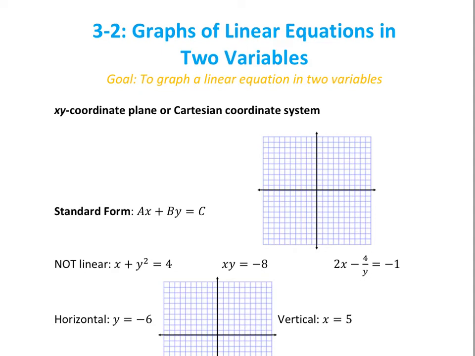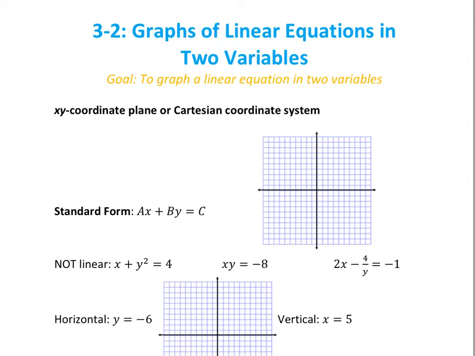Alright guys, in section 2 I'm going to introduce how to graph linear equations with two variables. I'm not going to use slope-intercept form, even though that's what you probably want to use most often, but we're going to use instead the x and y intercepts. So first we need to learn what the xy coordinate plane is, the Cartesian coordinate system.